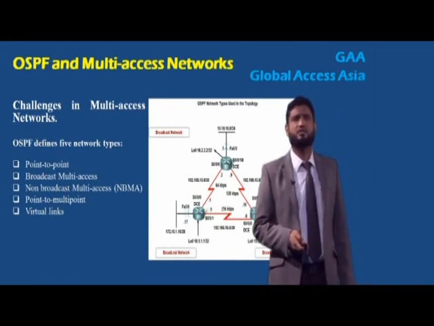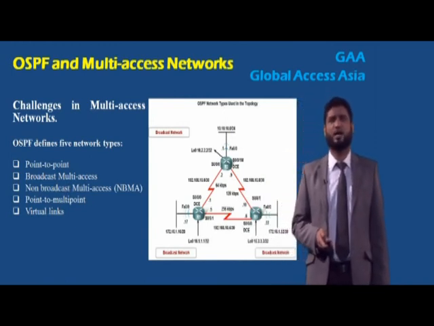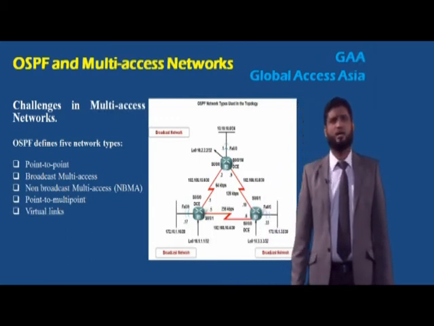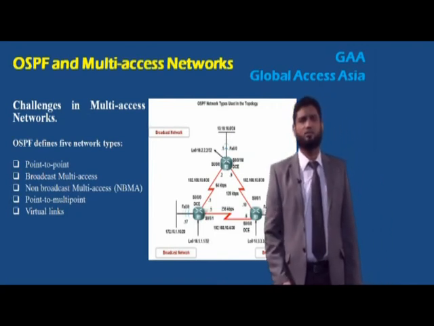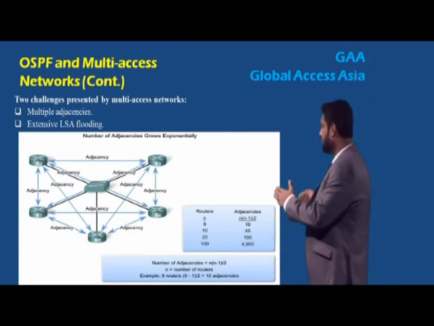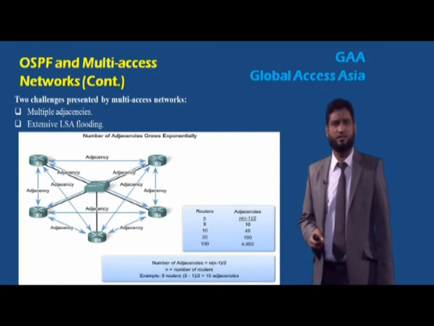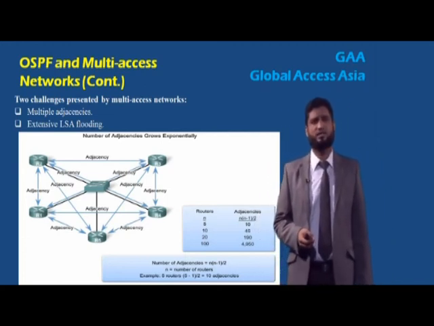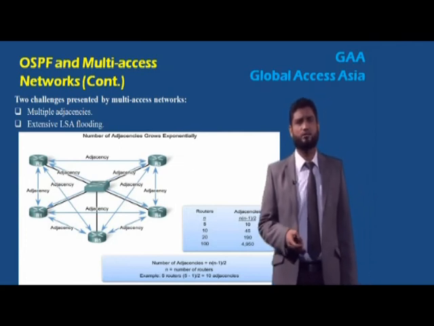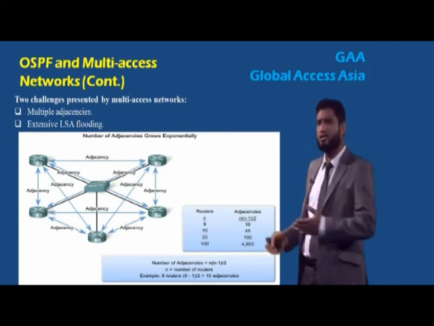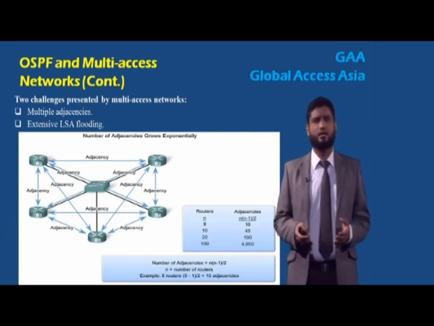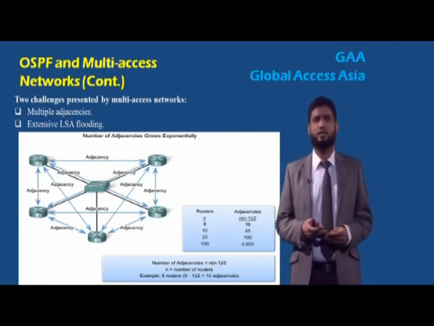Here we can see the challenges in multi-access networks. OSPF defines 5 network types: point to point, broadcast multi-access, non-broadcast multi-access, point to multi-point, and virtual links. In this figure you can see a mesh network, where every router is connected to each other, because if one router sends information, all neighboring routers will receive it. All routers are associated with each other, so there are multiple adjacencies and flooding does not scale.